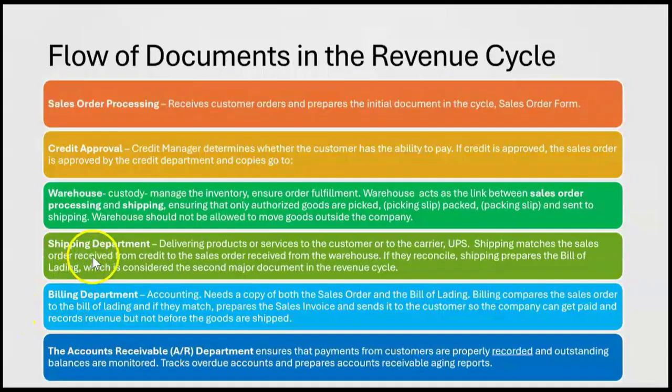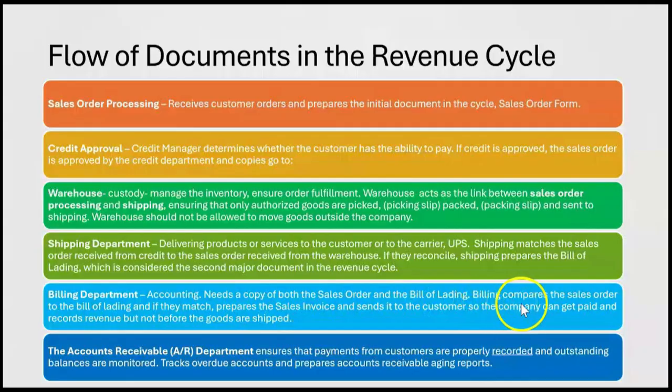Now, a couple more departments. So we got to the shipping department. That's where we left off. We said they prepare the bill of lading, which is the second document in the cycle. But then we got the billing department, which is accounting. They need a copy of both the sales order and they need a copy of the bill of lading.